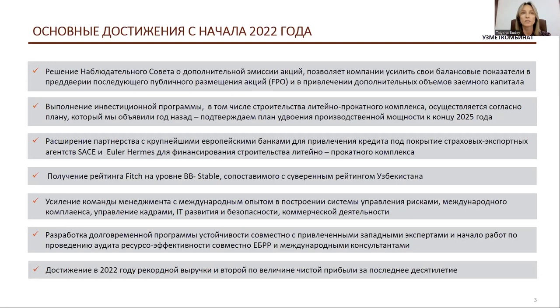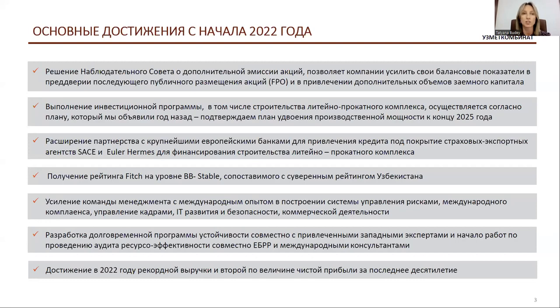Talking about our financial metrics in 2022, we saw our revenue record for a second year in a row, and also we hit the second highest net income level this year. All the measures that we took helped us strengthen and broaden our relations with international banks. We strengthened these relations in order to take out ECA-covered loans from SAIS and Ole Hermes.